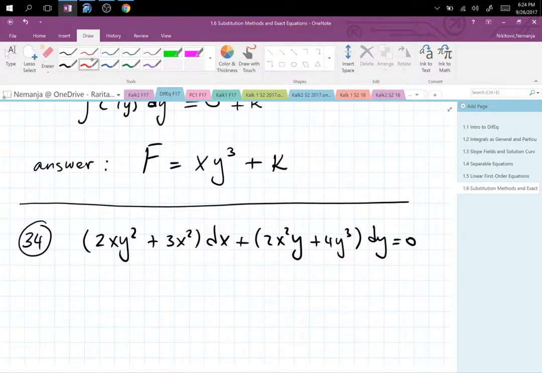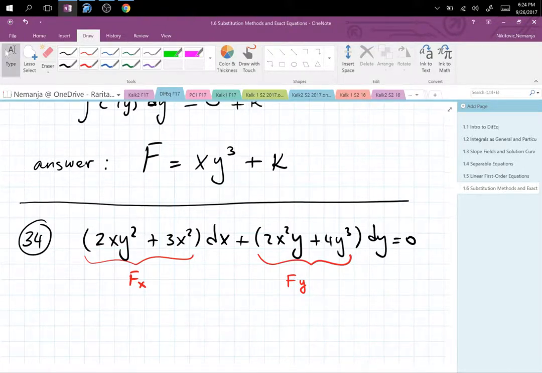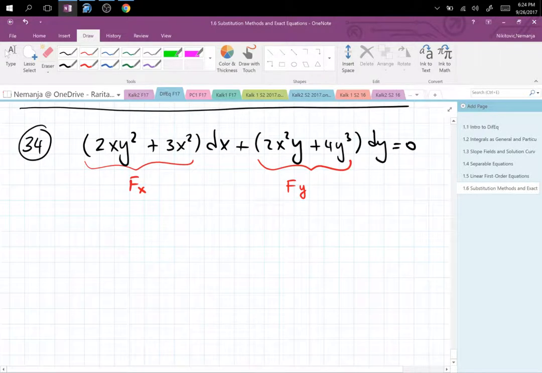I am going to call this part by its name, which is f partial x. And I'm going to call this one by its name, f partial y. No more m's and n's. If you want to go with m and n, you just do that. Always try to break it up into two functions. I'm renaming it just to give you a better look at it, because it makes more sense.